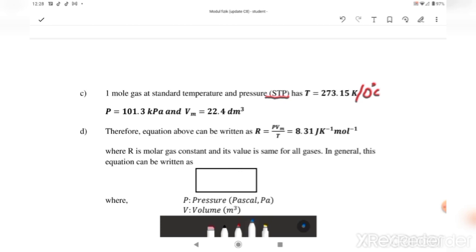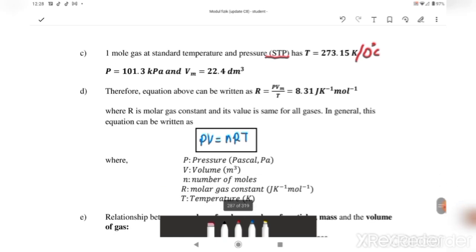Okay, so for the ideal gas equation in general, we can write the equation like this: P times V is equal to nRT, where P represents pressure, V is volume, n is the number of moles, R is the molar gas constant, whose value is fixed, R is equal to 8.31, and T is temperature. Also remember that the pressure must be in SI unit Pascal, volume must be in meter cube, and temperature must be in Kelvin.